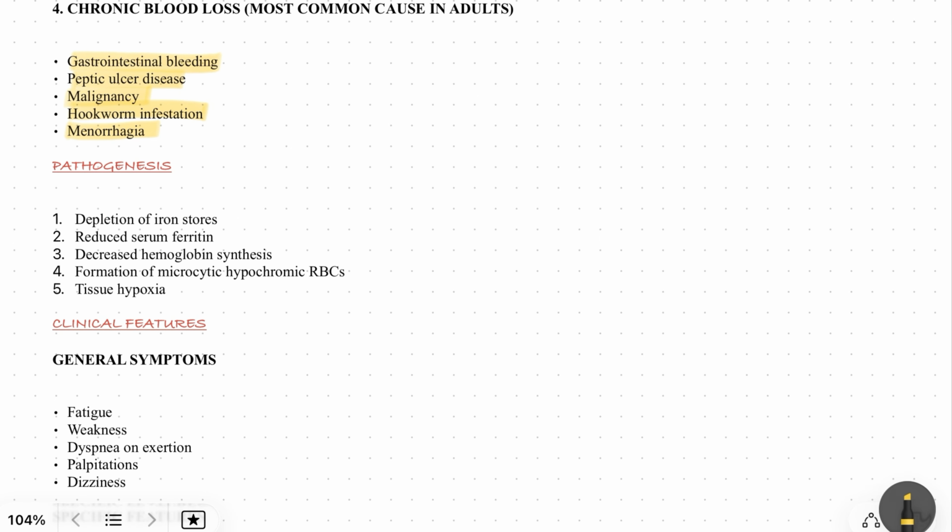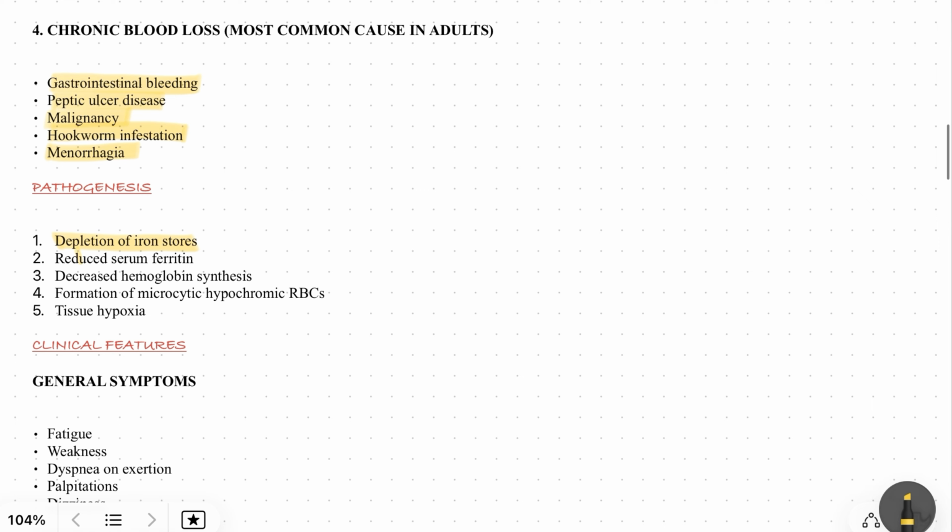Pathogenesis: I explained iron metabolism in great detail, and I pinged that video in the above section. You can watch it if you want the detail. If you don't want more detail about pathogenesis, these five points are sufficient. Depletion of iron stores leads to reduced serum ferritin, which leads to decreased hemoglobin synthesis, and finally causes microcytic hypochromic anemia, which is the clinical significance of iron deficiency anemia. At last, this leads to tissue hypoxia.